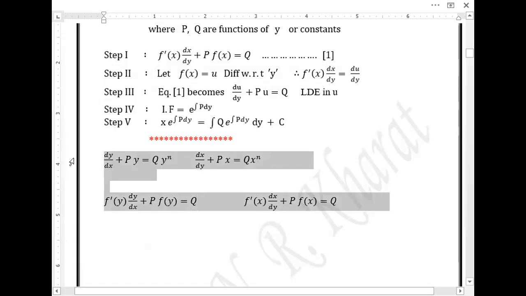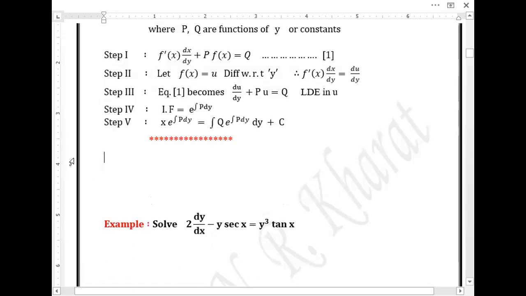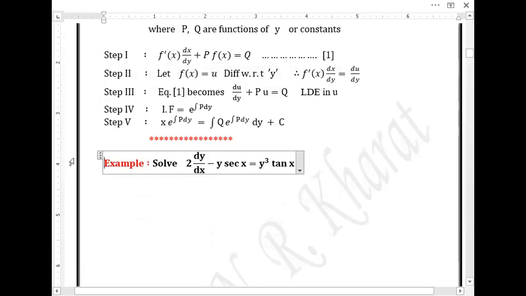So let me see some examples, then we will get the idea. Here the example number first is: solve 2 dy by dx minus y sec x is equal to y cube into tan x. So when we observe, this differential equation is not linear, but it is a differential equation in the form of a Bernoulli differential equation. Why? Because your right hand side is a function of only x, multiplied by y raised to 3.